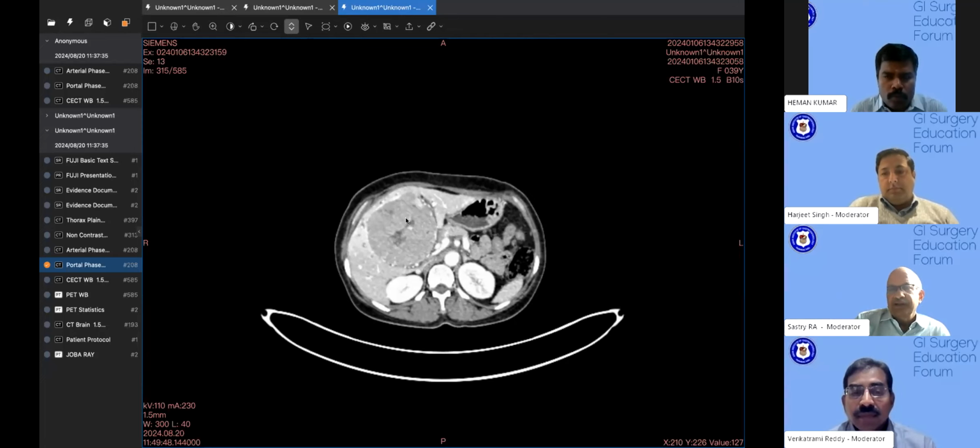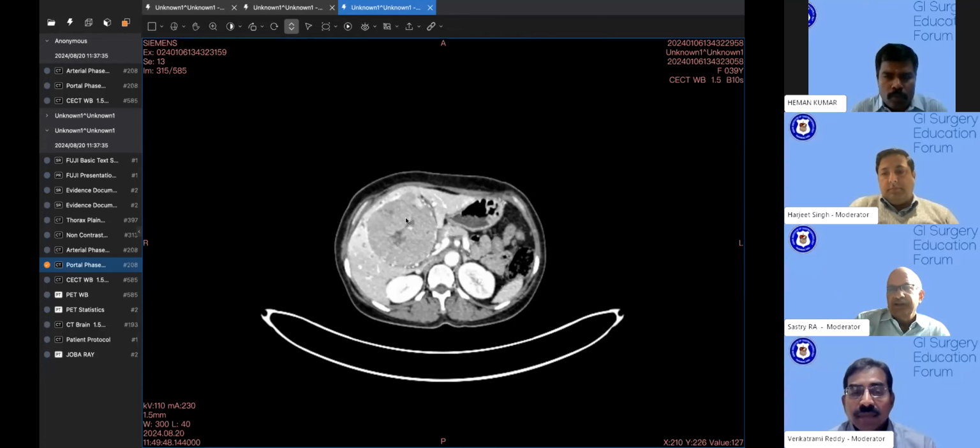But you said segment 5 is also involved. In CT it looks like segment 4B. I will go for an extended left hepatectomy. Why extended left? If only segment 4B is involved, why extended left? Sir, there is a possibility of segment 5 involvement, so I am not sure. Suppose segment 5 is involved, so it's an involvement of segment 4B and segment 5. Is this extended left or something else you can do? Central.